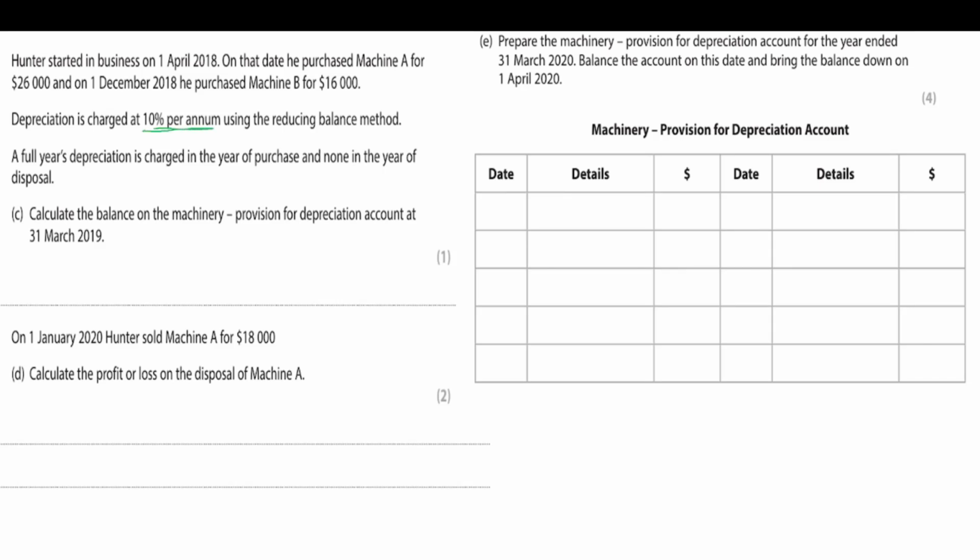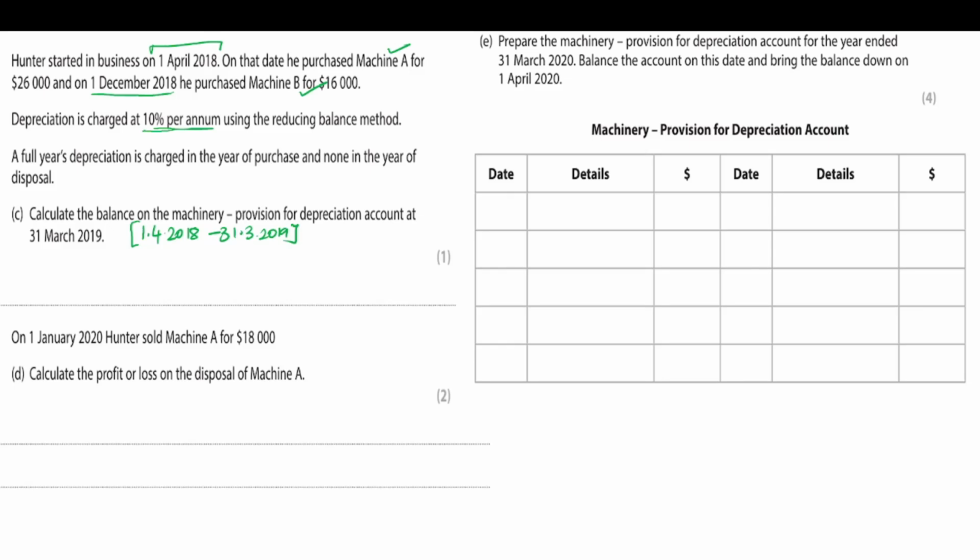So first we will have to check for the financial year ending. What is the financial year? They are asking to calculate the balance on machinery, provision for depreciation account at 31st March 2019. That means the financial year they are looking for is 1st April 2018 to 31/3/2019. So on this day, first he purchased machine A on 1st April 2018, and then on 1st December he purchased machine B. That means both these purchases fall in this financial year.